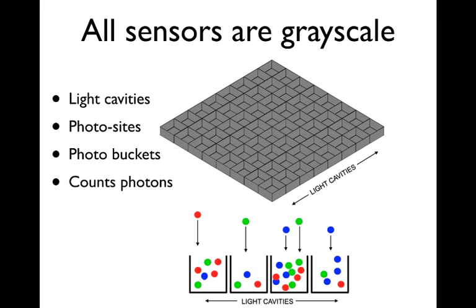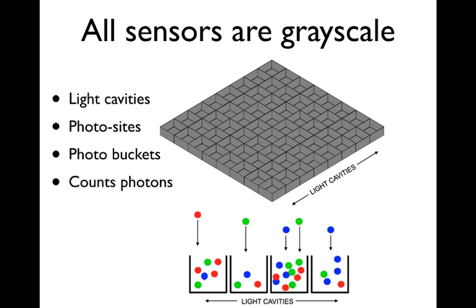If in this cavity right down here, it completely filled up with 255 photons, that would be considered a white. If there was a photo bucket site out here that filled up with 128 photons, that would be a middle gray. Does that sort of make sense how this works?